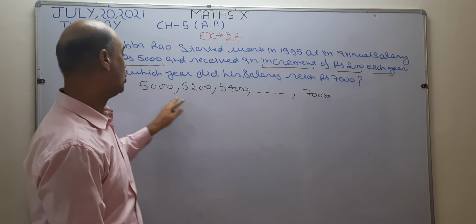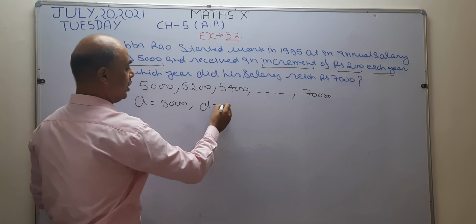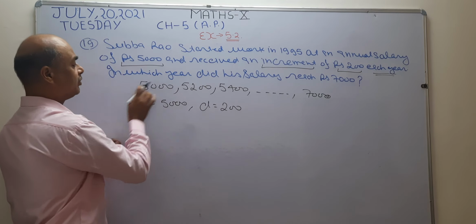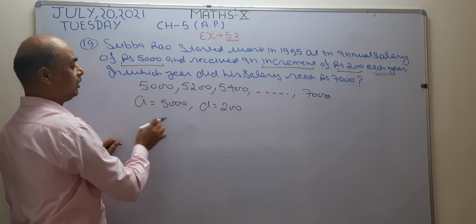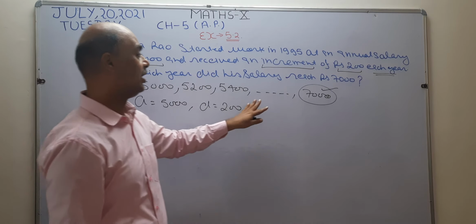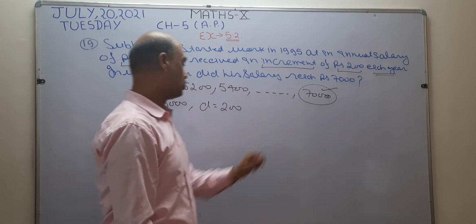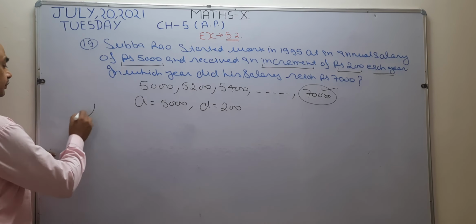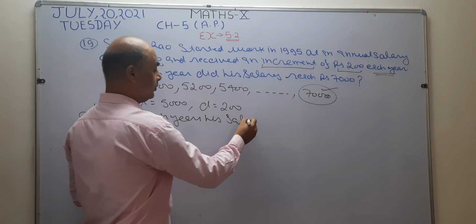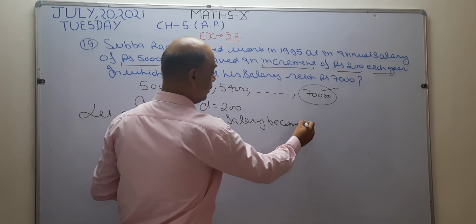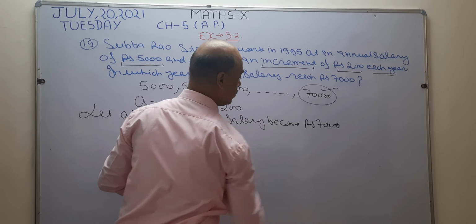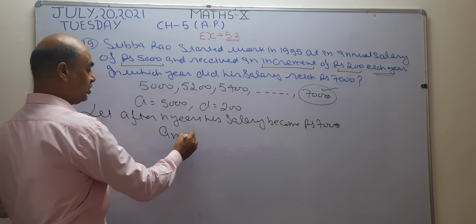So the first term of the AP is 5,000. I write here 5,000. What is D? The common difference is given as 200. Or you can check also: 5,200 minus 5,000 becomes 200. So suppose his salary becomes rupees 7,000 after n years. So what is the meaning? It means AN is equal to 7,000.